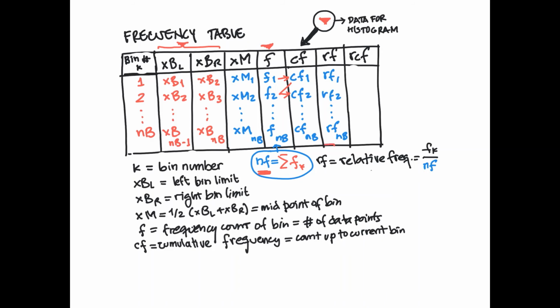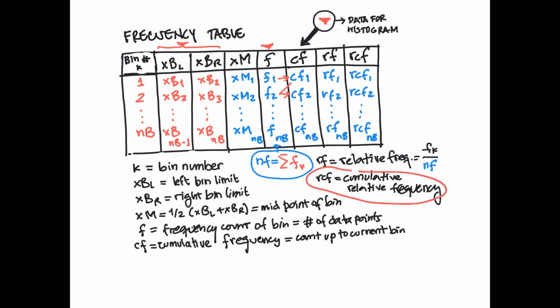The relative frequency is the frequency count divided by the total number of data points in the frequency count, which will be given as a fraction. And we also have a cumulative relative frequency, which, like in the case of the cumulative frequency, is just copying this one to here and then adding and keep adding in that fashion. And so it will be the cumulative frequency relative to the total number of data points.